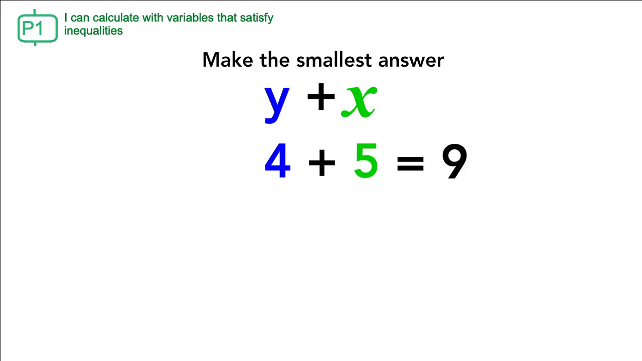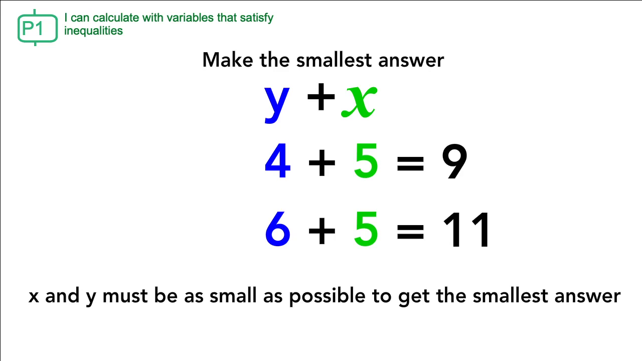Okay, let's add these two numbers together to get an answer. Let's start by decreasing x to 4. This will affect the answer by reducing it, as the new answer is now 8. The overall answer is smaller. How about instead of decreasing the x, we increase the y? We increase the y to 6 instead. The overall answer is larger. So both variables must be as small as possible to create the smallest value.